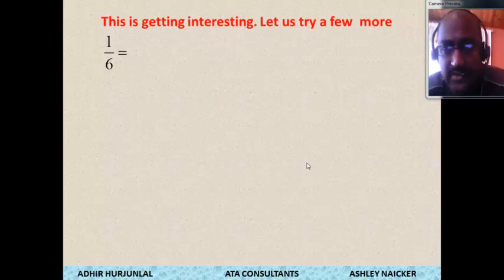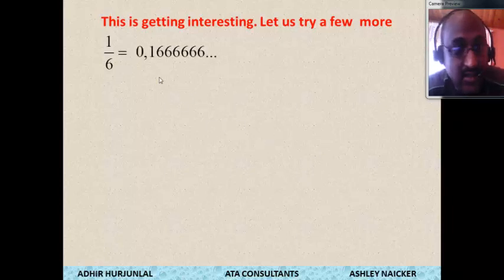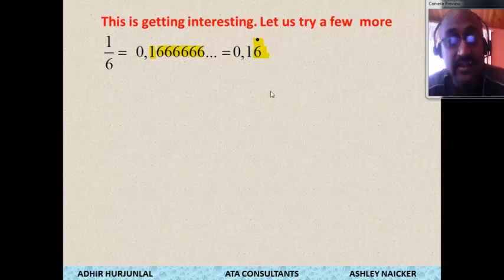Concentrate. 1 divided by 6. The answer is 0,1666666, 3 dots. The 3 dots again signifies that something recurs. What is recurring? Obviously you can see the 6's. This one, does it recur? No. It is the 6's that recurs. If I have to write this in dot notation, I would get the answer 0,16. That dot is only above the 6, telling me that the 6 recurs.